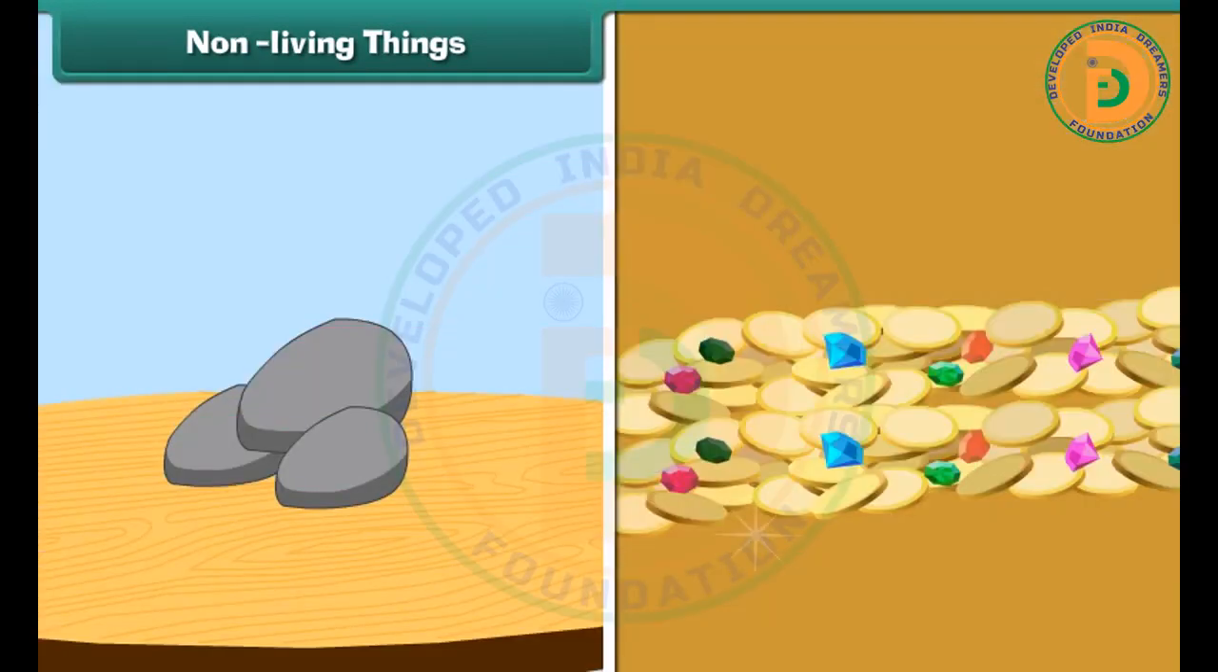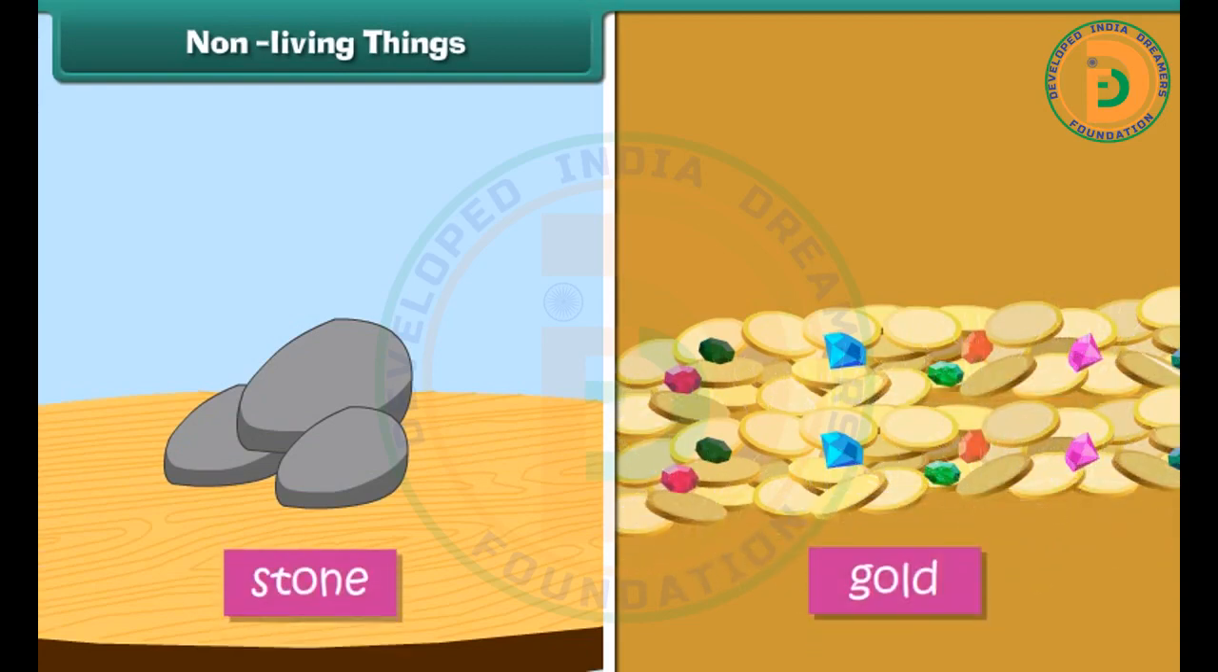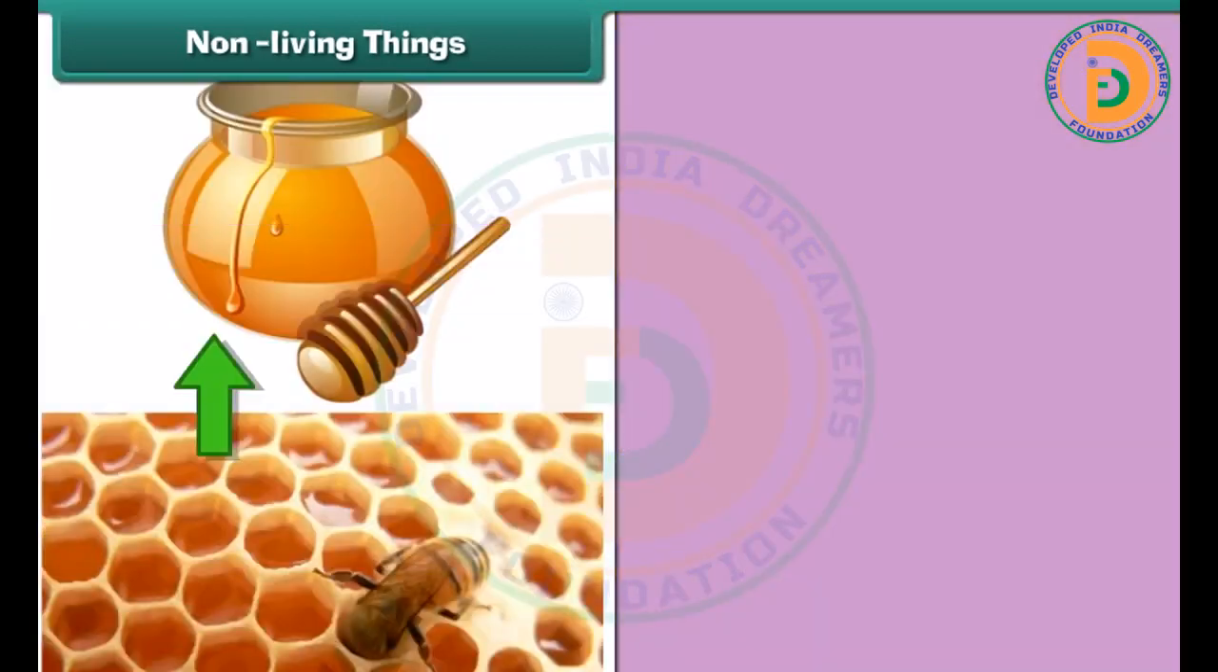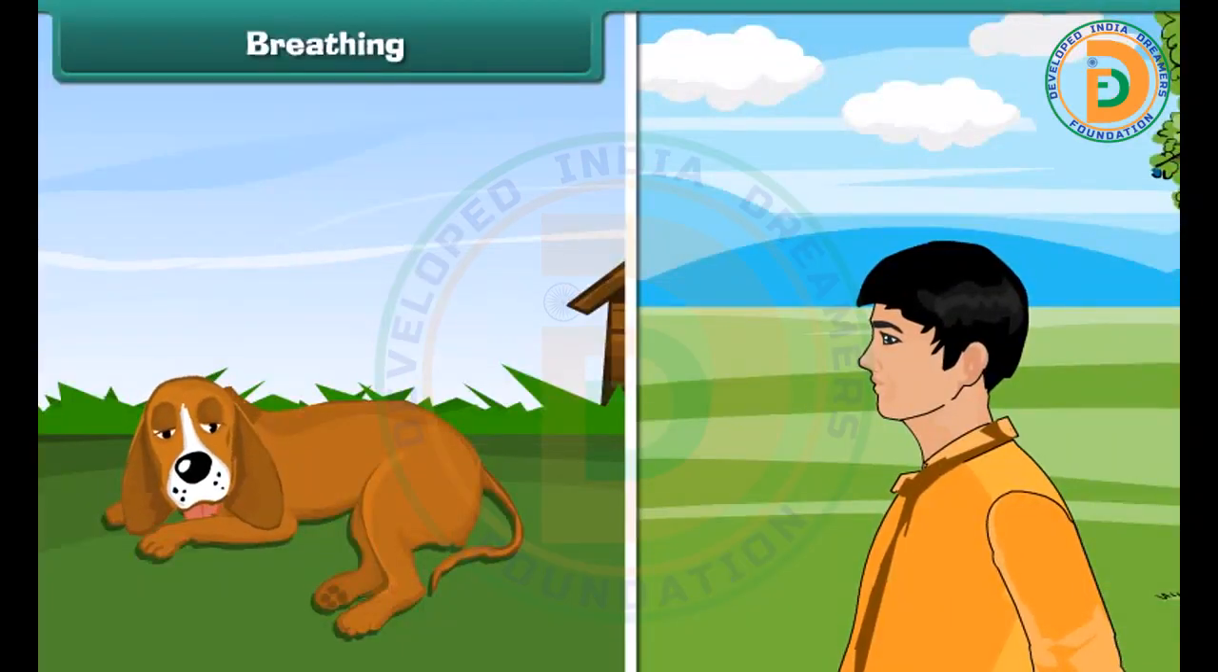Some non-living things are natural. Example, stone, gold, etc. Some non-living things are derived from living things. Example, honey, silk, etc.